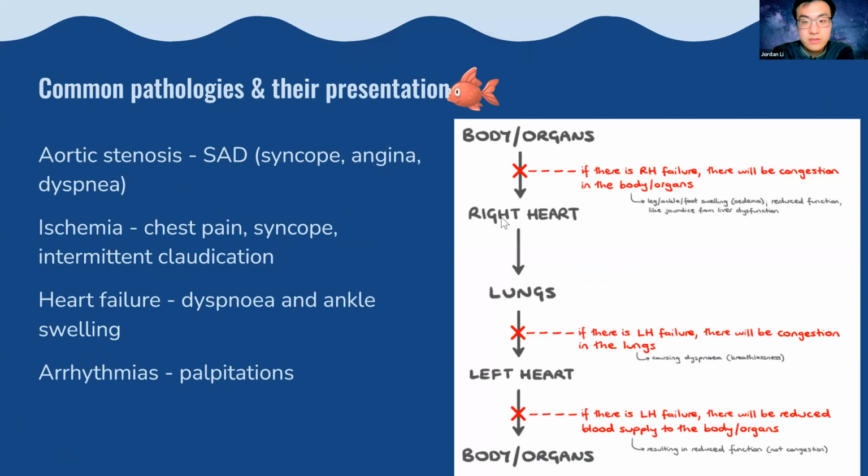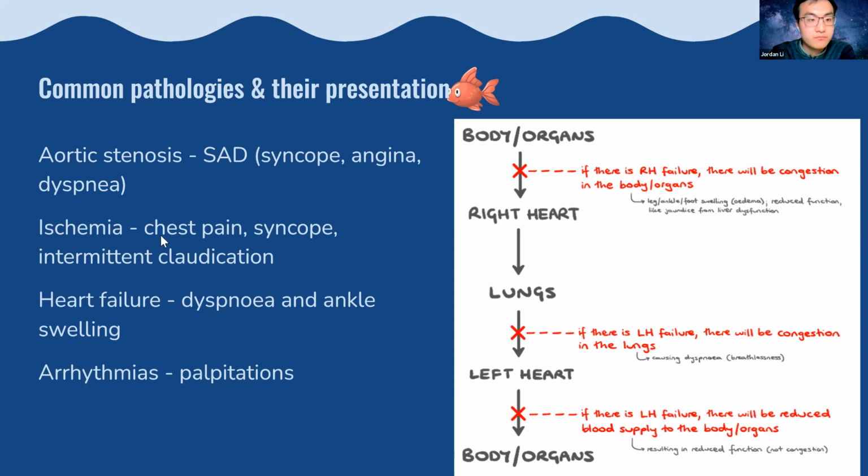Right, so here are some common pathologies and the symptoms that they may present with. Aortic stenosis is where you get a narrowing of the aortic valve, right? And that would cause SAD, or the combination of syncope, angina, and dyspnea. This is due to reduced cardiac output because the left heart pumps into systemic circulation, and you'll get these symptoms if that output is reduced.